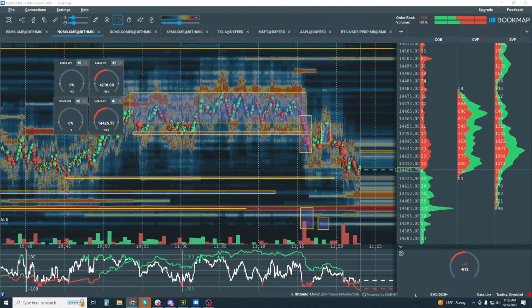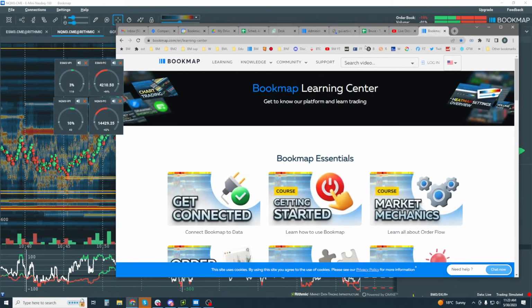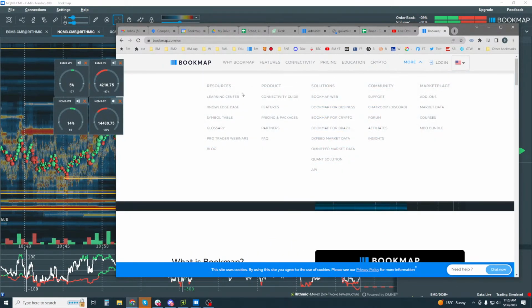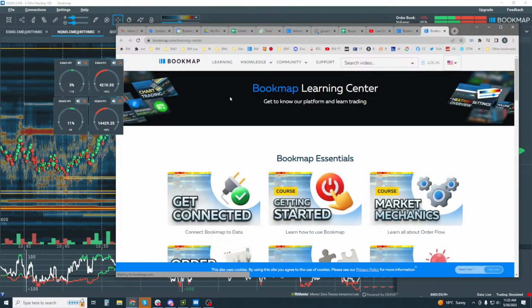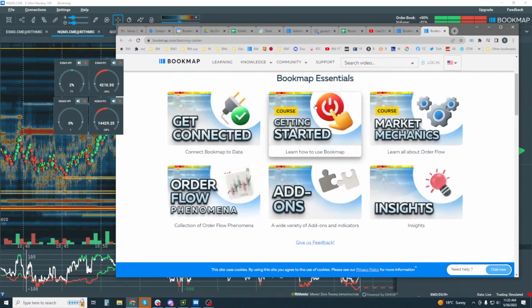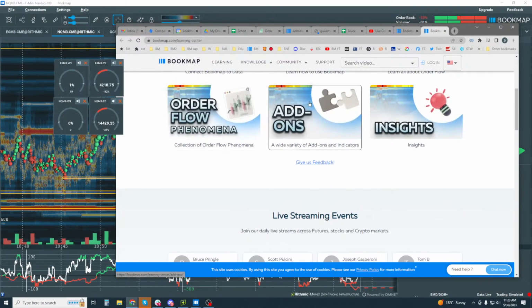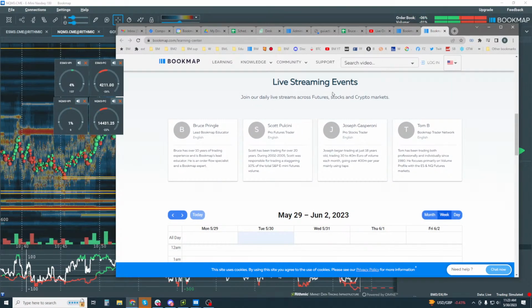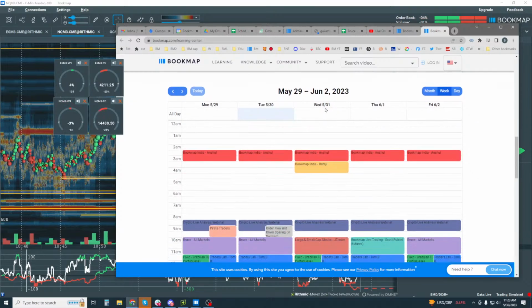Hold on a minute here. I'll take you to the Learning Center at Bookmap, and I'll show you how to get there. Go to bookmap.com, click on the More button, go to Learning Center here. Scroll down a bit. We have a bunch of Bookmap essentials in here, two courses, and a bunch of videos on add-ons and order flow phenomena. Scroll down here though in the live streaming area, and you'll see it here.